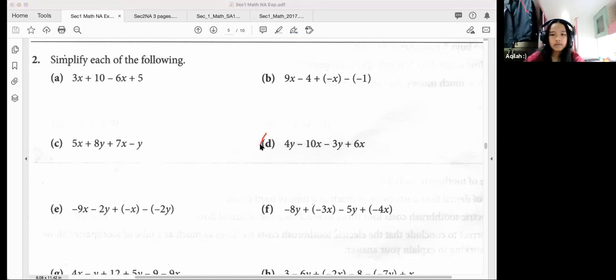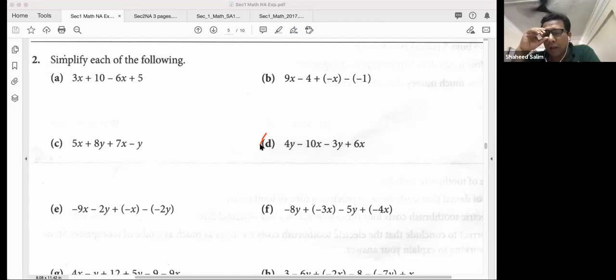Y minus 16x. Okay. So how do you do this? Can you tell me your steps?